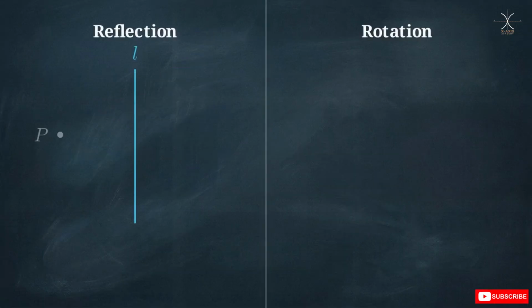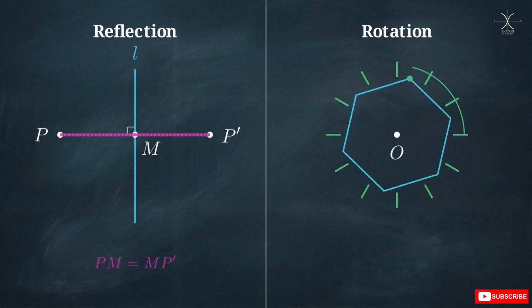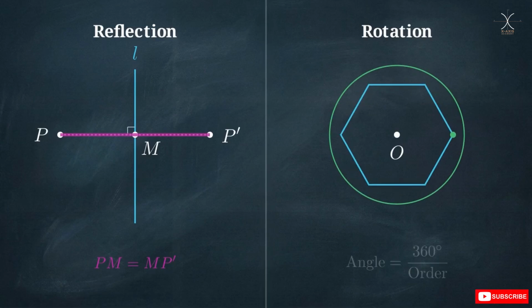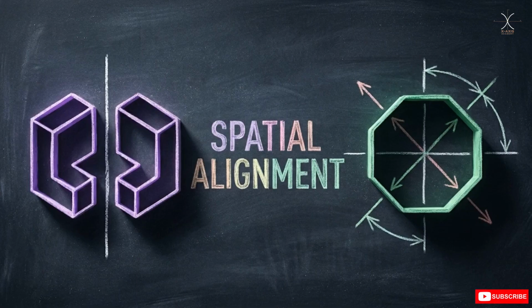Distinguishing between these transformations is a matter of rule application. Reflection relies on perpendicular distance across an axis, while rotation relies on the frequency of overlays in a circular cycle. Whether folding across an axis or spinning around a node, these strict rules of transformation determine the exact coordinates of the final image.